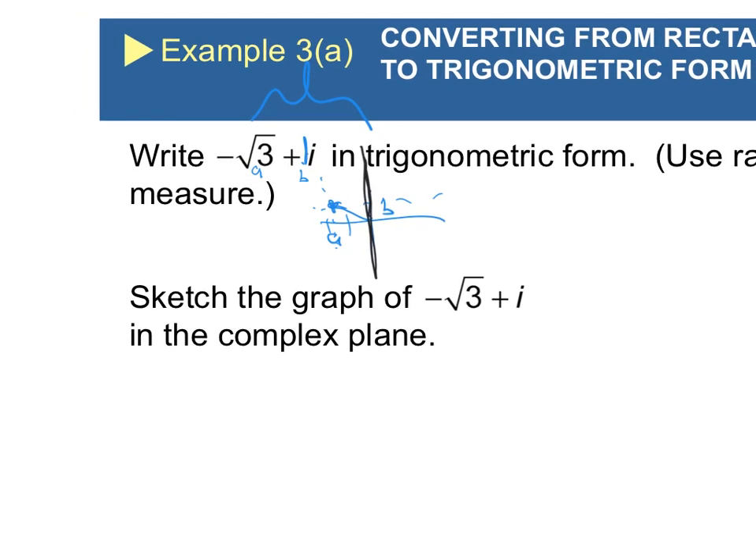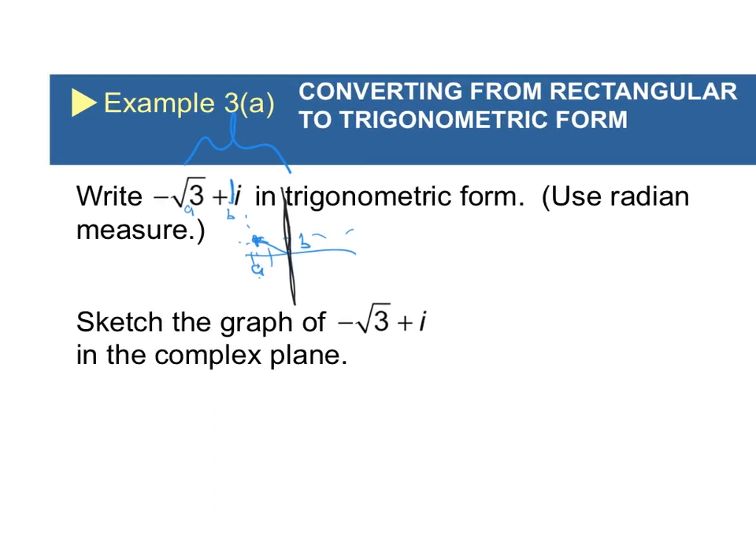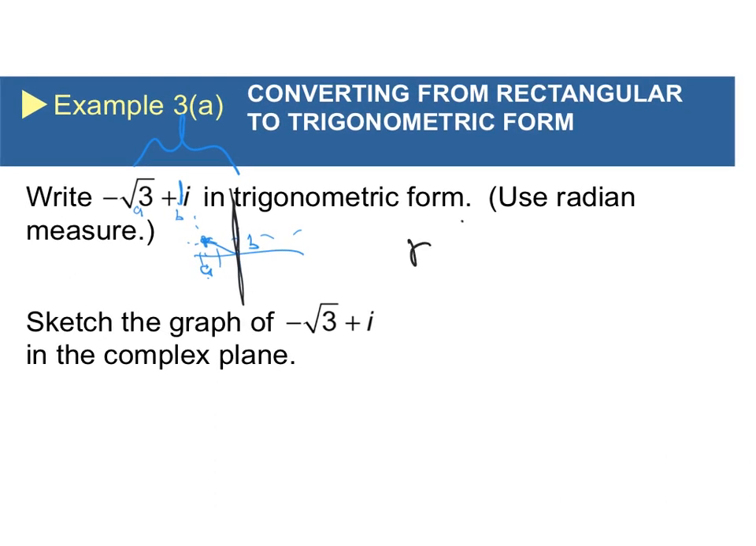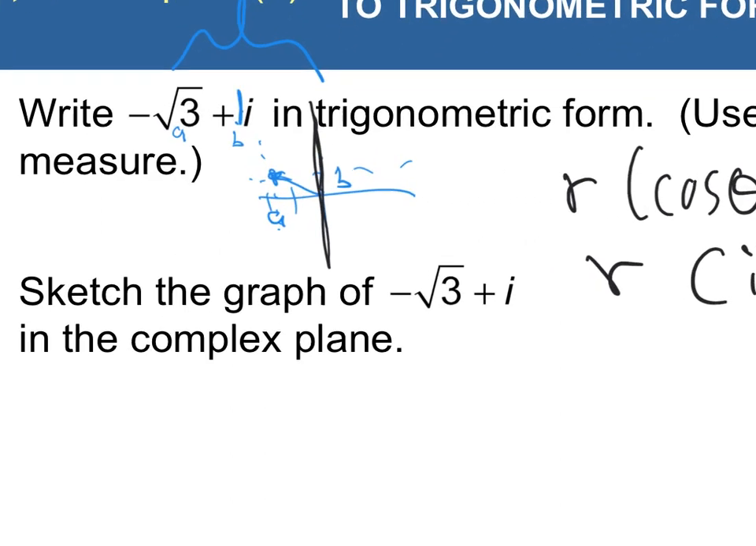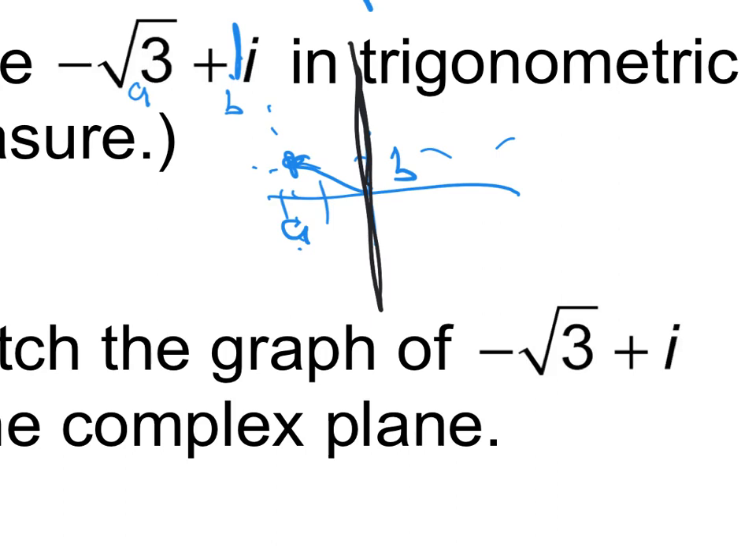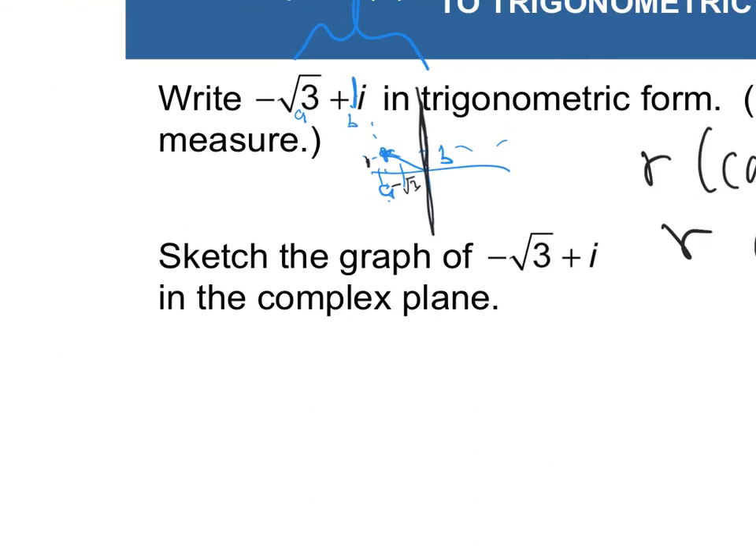Okay, so write this in trigonometric form. When he means trigonometric form, he means r cosine theta plus i sine of theta, or r cis of theta. So first of all, we do a graph, which I just did. This value is the negative square root of 3. This value is a 1. You have to do the graph because I need to see the triangle. And where am I at? I'm in quadrant 2. Remember, in quadrant 2, cosine of theta will be negative, and sine of theta will be positive. Keep that in mind.